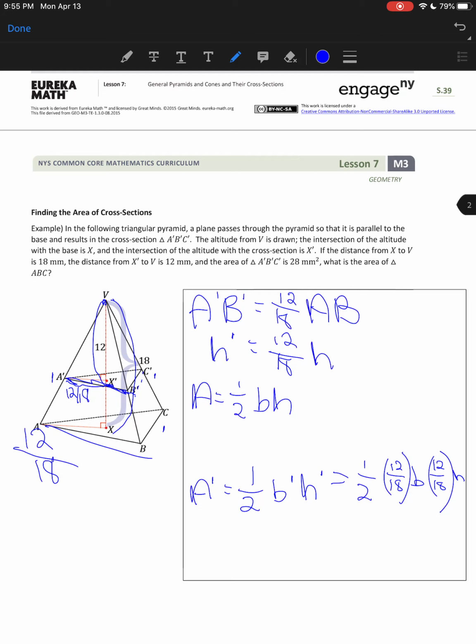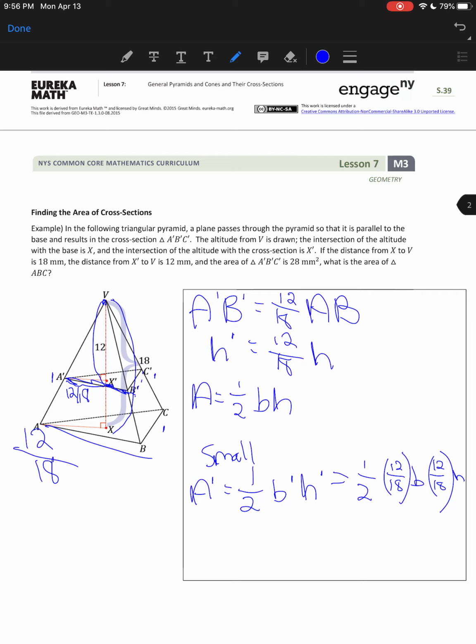So kind of take a second just to look at this. We have the area of the smaller one here, which is going to be equal to, the 1/2 stays the same, but then the base of the larger triangle is going to be 12/18 the base of the larger one, and it's going to be 12/18 the height of the larger one. So let's rewrite this a bit.